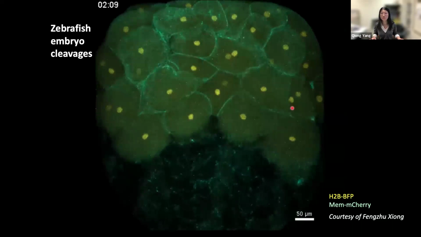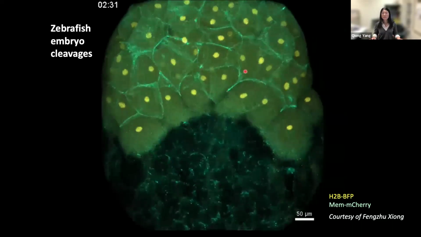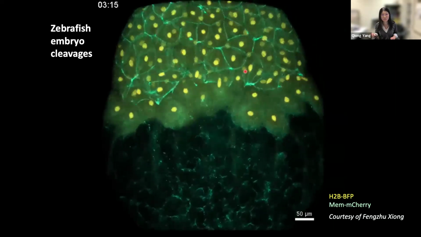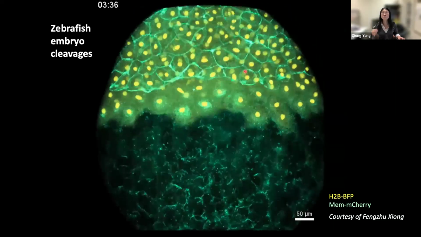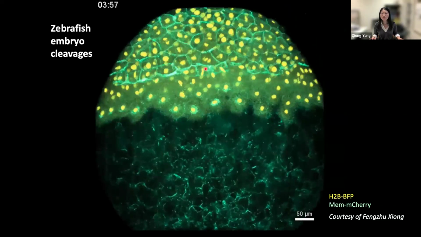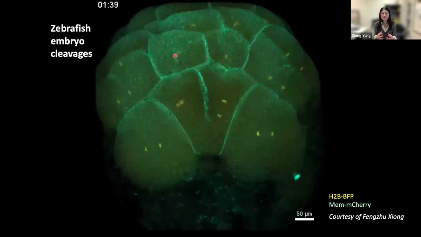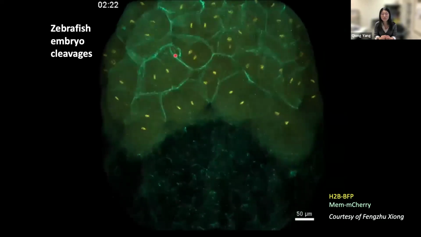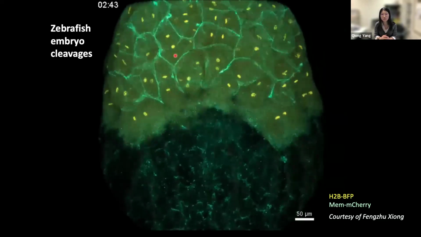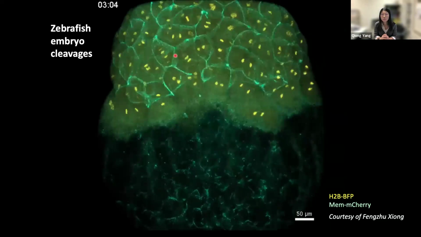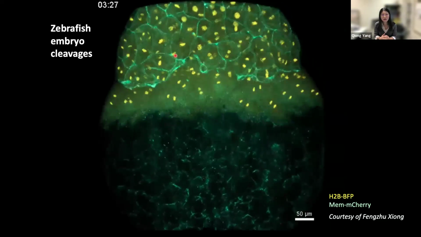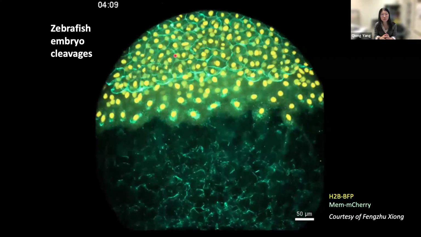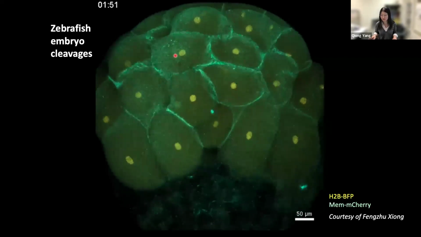So here I'm showing you a zebrafish embryo. Because it's transparent, you can label nucleus and membrane by some fluorescence markers. And so what you see here is not only that the divisions are coordinated, but the downstream nuclear events are coordinated as well. So you may wonder if there is some timing system, like machinery, that orchestrates all these complicated processes.